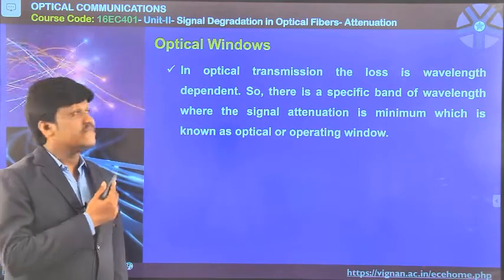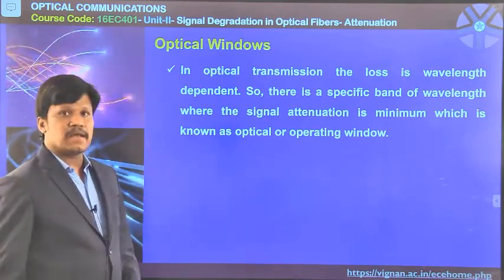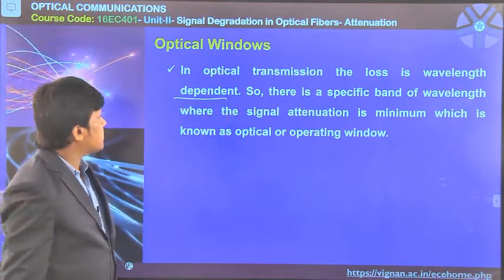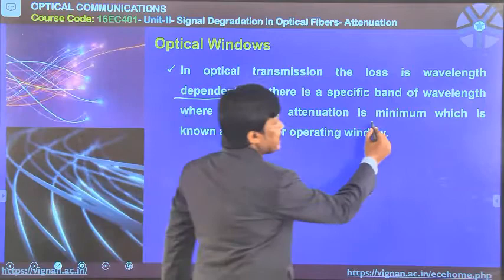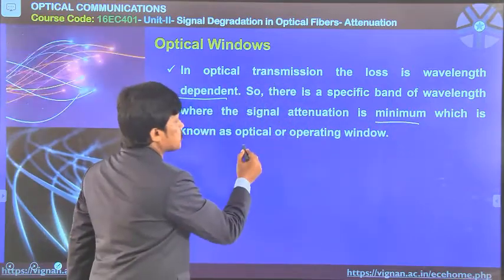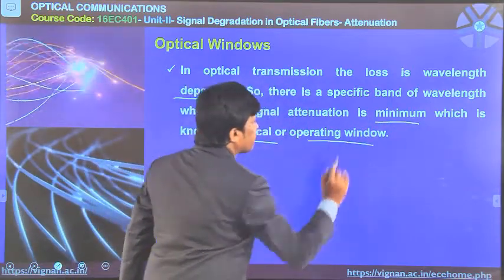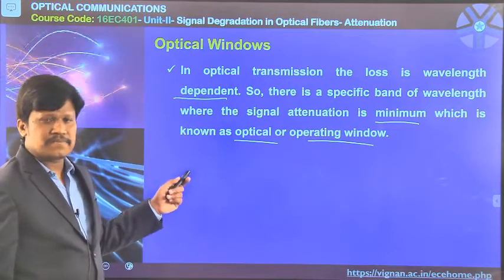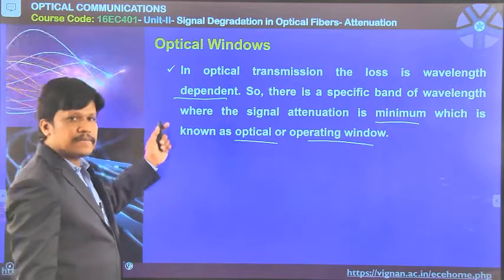Now we will see optical windows. In optical transmission, the loss is wavelength dependent. So there is a specific band of wavelength where the signal attenuation is minimum, which is known as optical window or operating window.